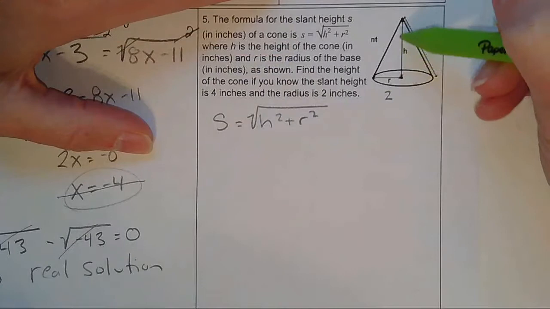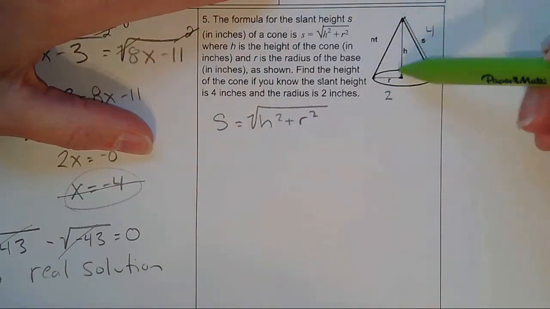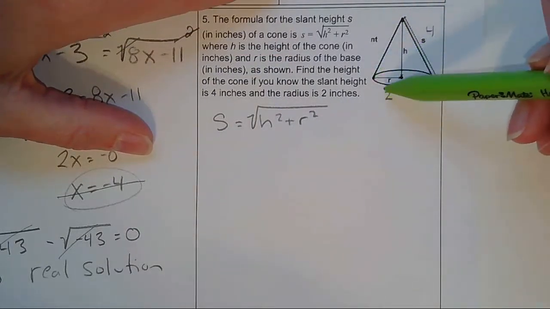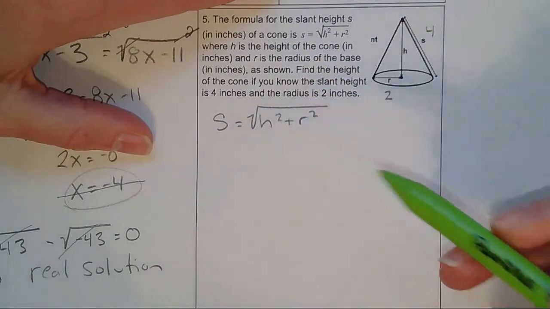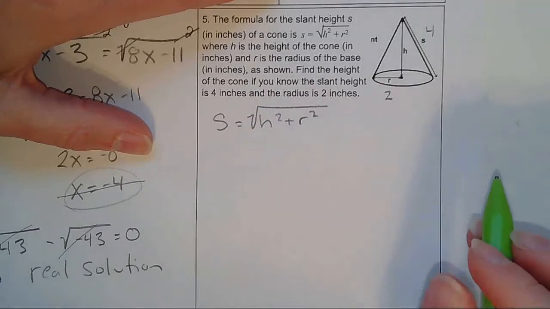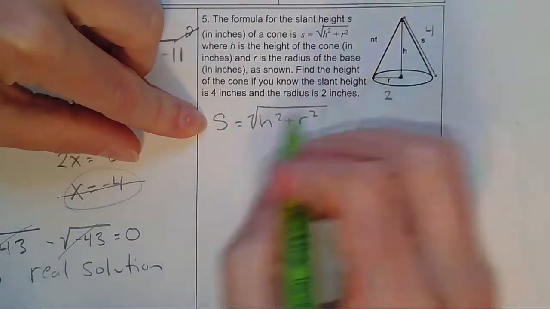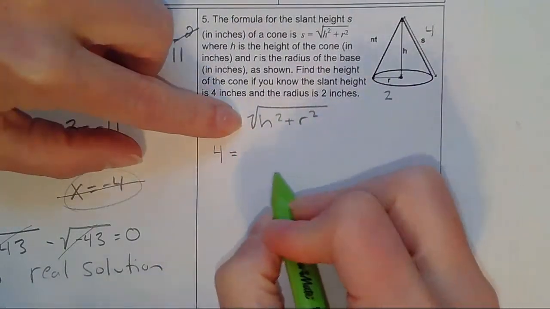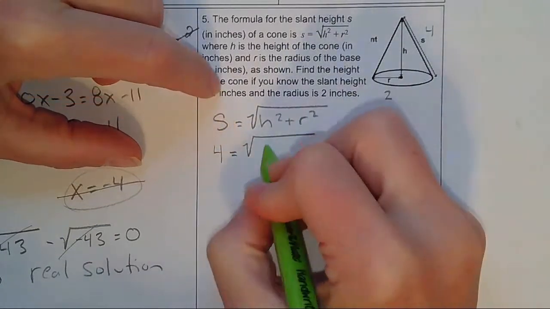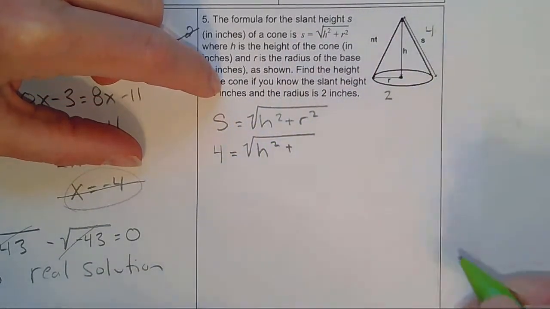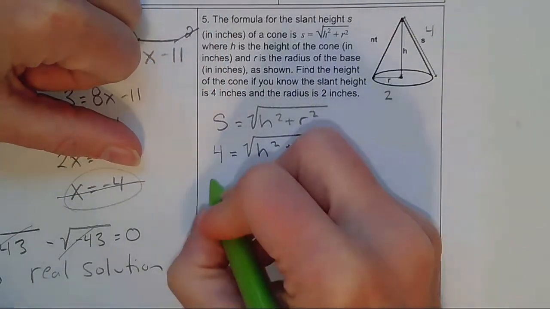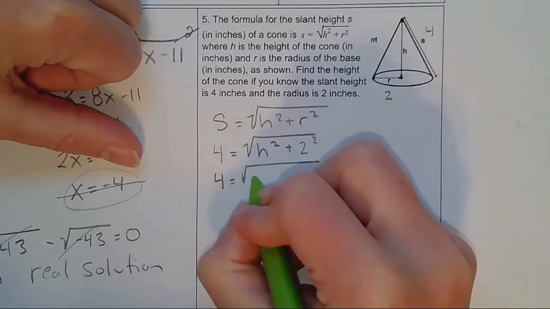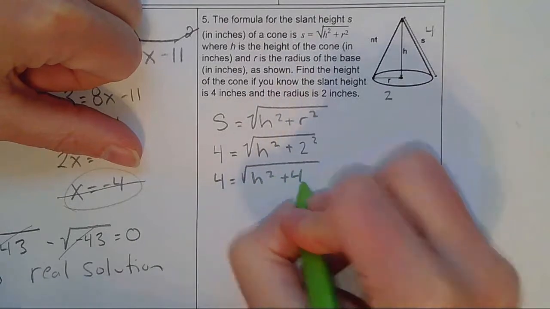That actually comes from the Pythagorean theorem. This is a right triangle, and that's a squared plus b squared equals c squared. When you solve it for one of those terms, you end up with a radical. So this is actually the Pythagorean theorem. Okay, s is 4. H is not known, so I'm going to leave that as h squared. And then r is 2, so 2 squared. Okay, 4 equals square root h squared plus 4.